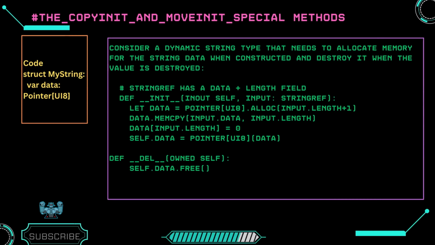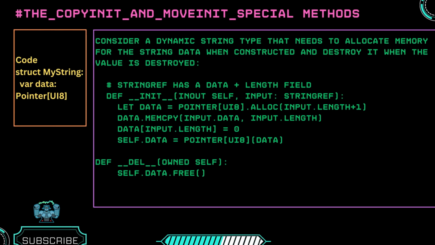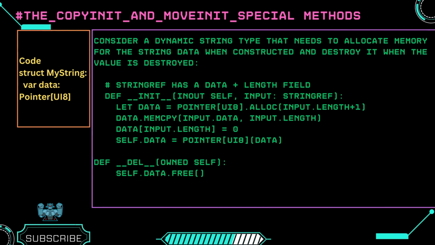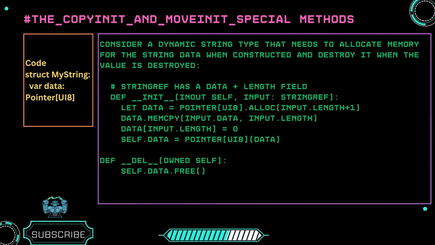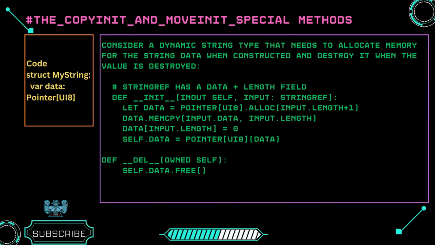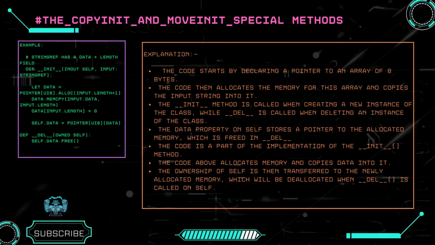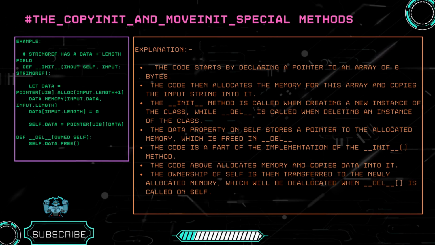Now let's discuss the __copyinit__ and __moveinit__ special methods in Mojo programming. Please find the syntax and example task given for your reference. Please pause the video and go through the syntax and example to understand the logic. Let's discuss the given example and its explanation.